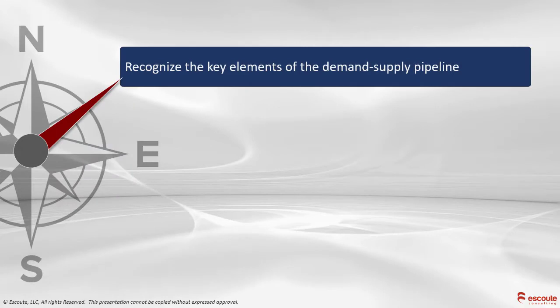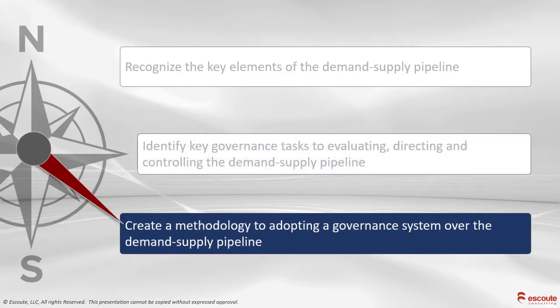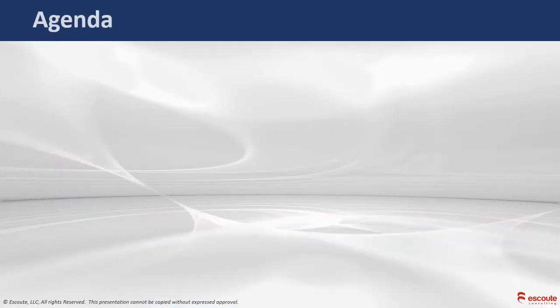Our learning objectives for today are to, number one, recognize the key elements of the demand supply pipeline. I think you'll like this. It's very simple, very easy to understand, but hard to do. We'll identify key governance tasks to evaluate, direct, and control that demand supply pipeline we just talked about. And then finally, we'll create a methodology to adopt a governance system over this demand and supply pipeline. Because remember, we're talking about governance systems here, so therefore, our agenda.